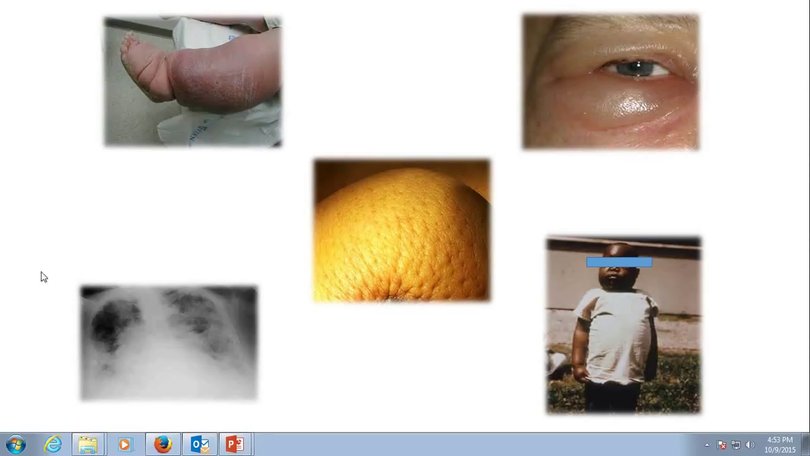As you see in the first picture, what is seen is also known as elephantiasis. It occurs due to lymphatic obstruction following microfilaria. Look at the image: the leg is swollen so much it resembles the leg of an elephant. That is what is known as elephantiasis. In that case, you need to identify the cause and treat the same.